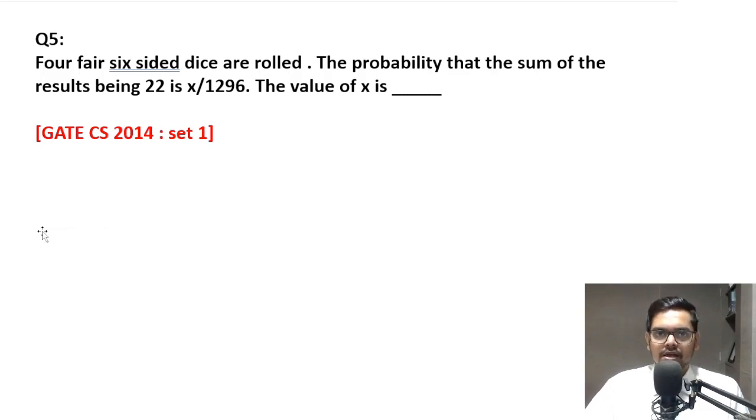Pause the video, try, then look at my solution. It's not that tough. Since you know probability questions, how do I solve? Requirement by total. So what is total? 4 fair 6-sided dice are rolled, so 6 to the power 4 is the total cases, right? And then they need the requirement as the sum of the result being 22.